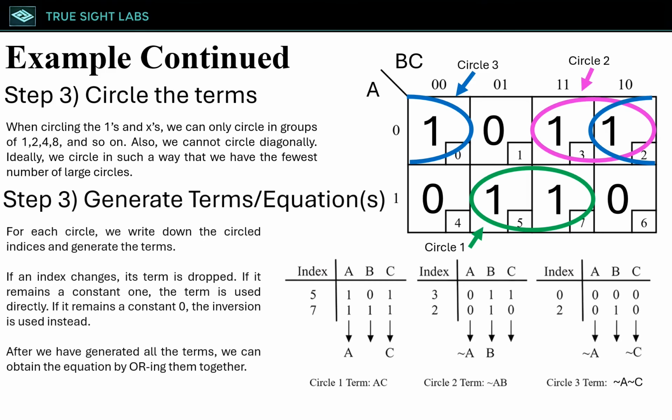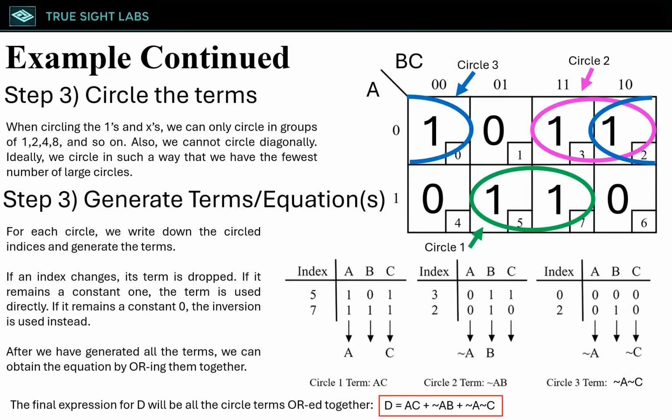The second part of the third step is to generate the terms and equations. For each circle, we write down the circled indices and generate the terms. If an index changes, its term is dropped. If it remains a constant 1, the term is used directly. If it remains a constant 0, the inversion is used instead. After we have generated all of the terms, we can obtain the equation by ORing them together. After generating the terms and combining them into one equation, we get the following expression for D.